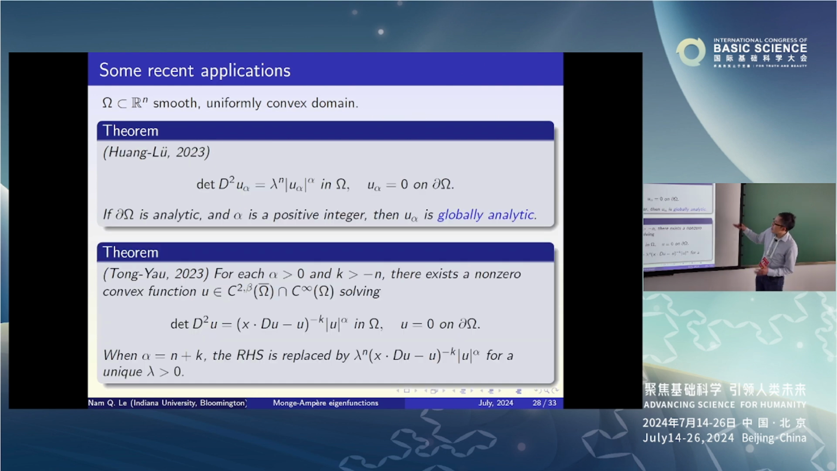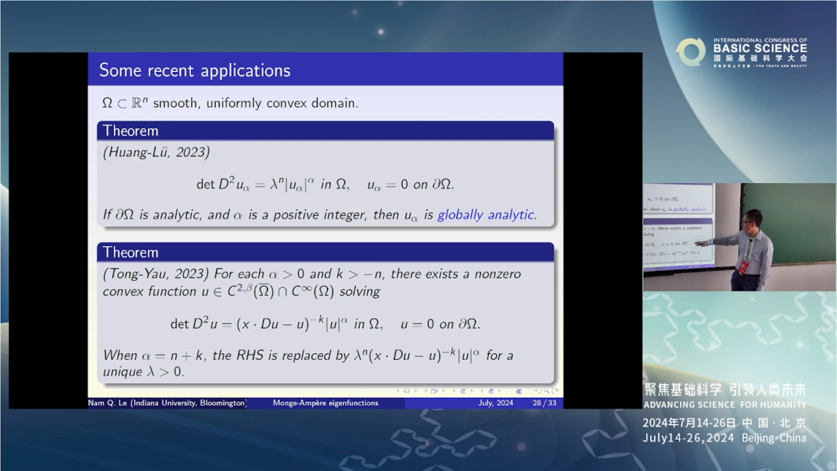On the other hand, in the recent paper, we already proved the global smoothness of the eigenfunction. So you might wonder what happens if the domain omega and the boundary are analytic. Then the recent result of Quang and Shoo shows that when alpha is an even integer, the solution to this equation is globally analytic. I would like to mention one work in the flavor of the Monge-Ampere eigenfunction, the work of Quang and Yao last year, where instead of having this number here, they replaced it by a certain expression. This is very related to the Legendre transform, and this problem comes from the Calabi-Yau metrics.